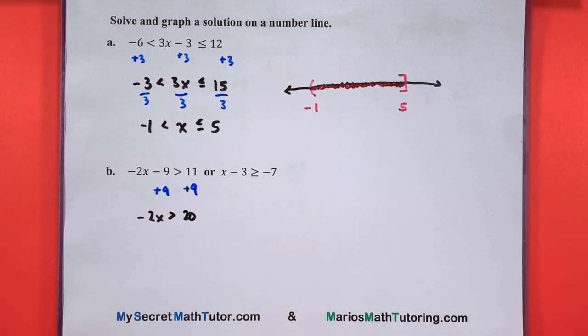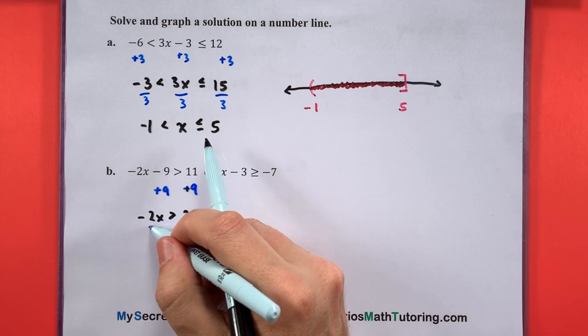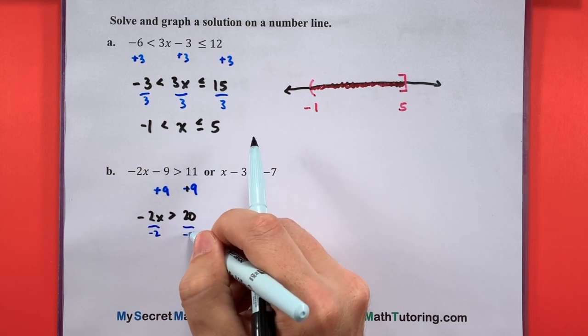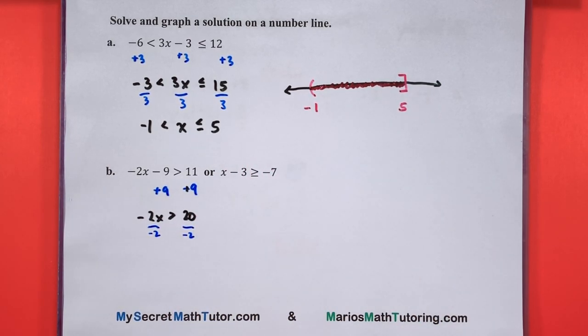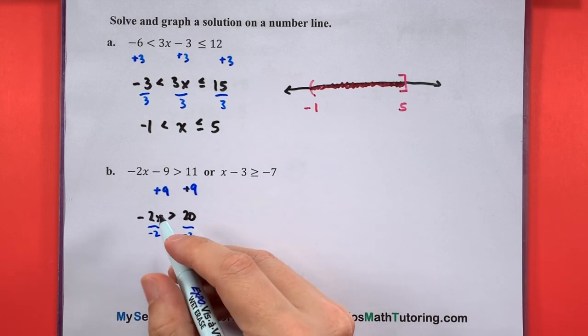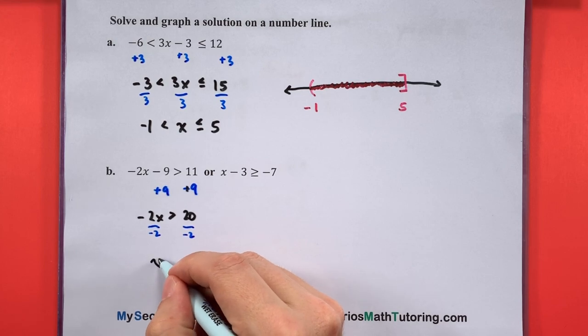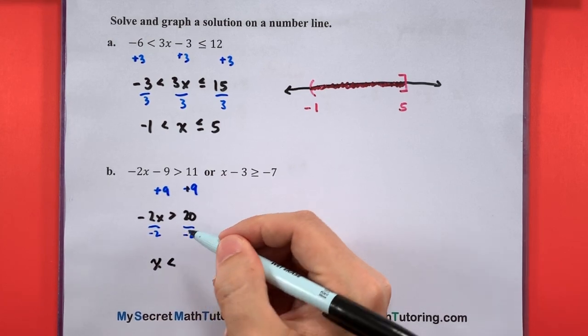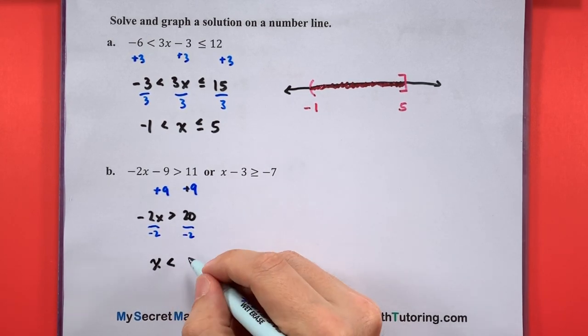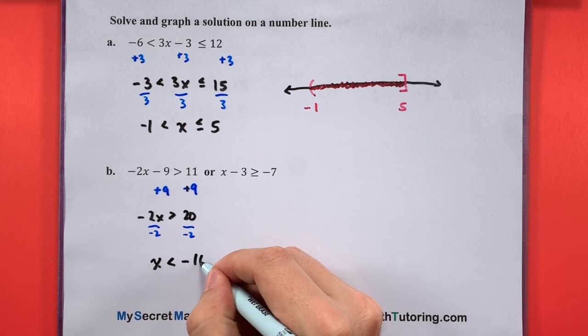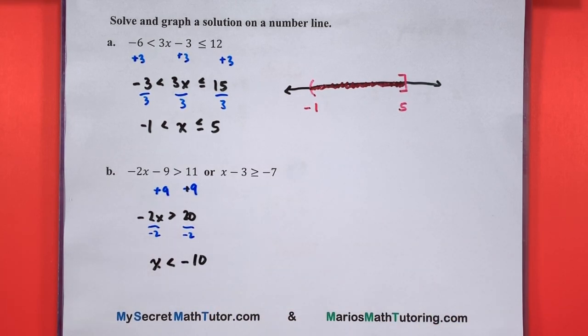All right, that's looking good. Now we'll go ahead and divide both sides by negative 2. Be careful when dividing or multiplying by negative numbers, especially when you're dealing with an inequality like this, it flips your inequality symbol around. So this would be x is less than, and now we do the math over here just as we normally would, and this gives us negative 10. So x is less than negative 10.